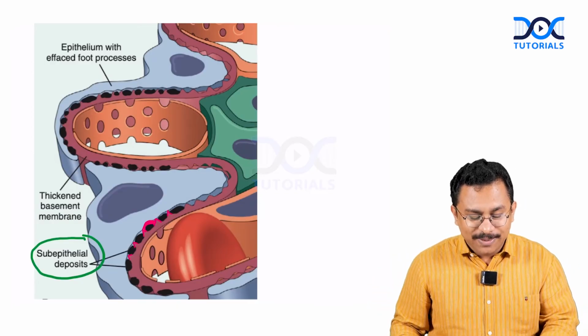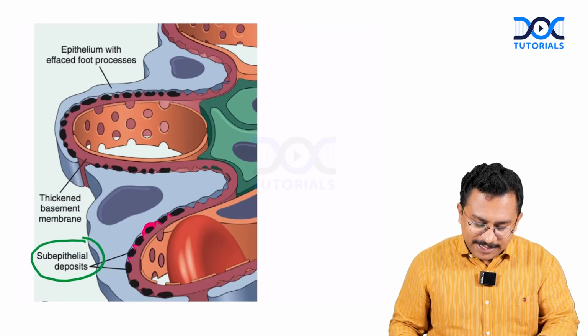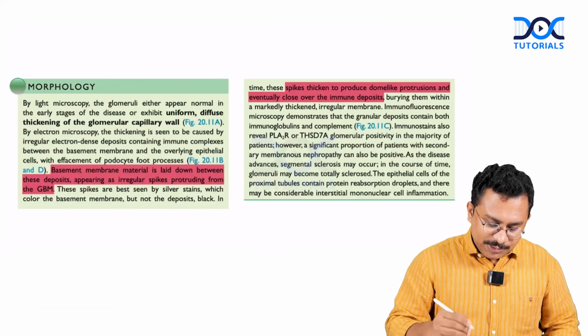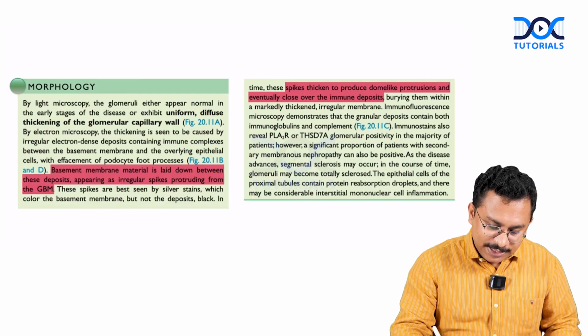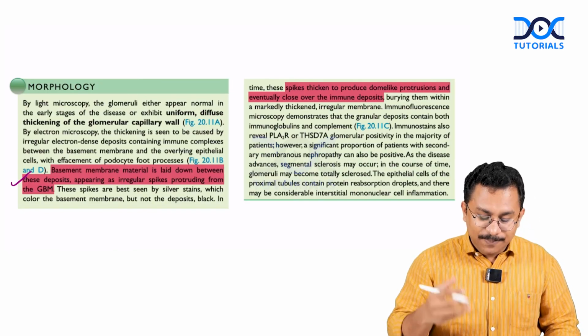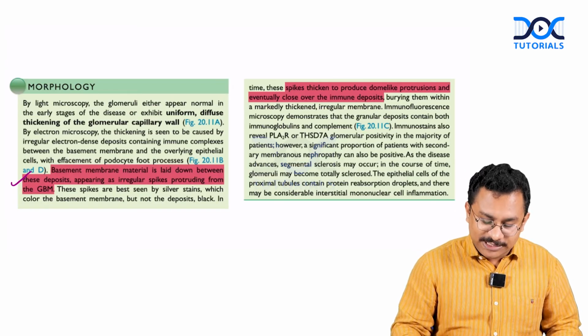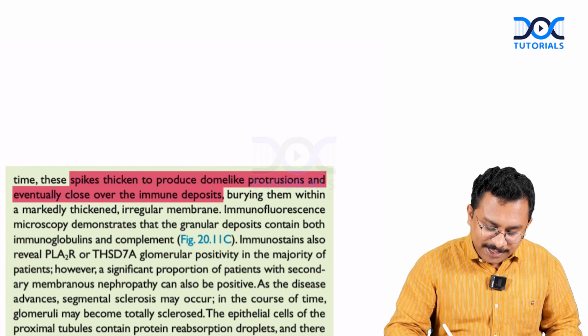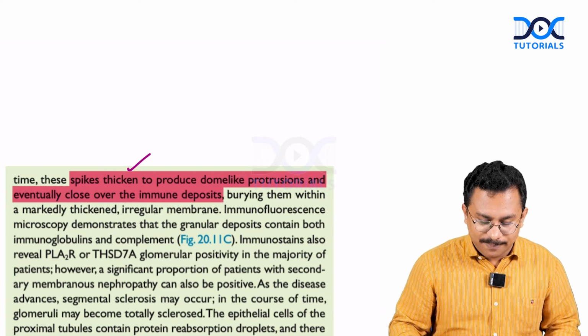So this appearance is known as the spike and dome pattern, and you can even see in Robbins this being mentioned. So this is the morphology in case of a membranous glomerulonephritis. The basement membrane material is laid down between the immune complex deposits, appearing as irregular spikes protruding from the basement membrane, and the spikes can thicken to form dome-like protrusions which will eventually close the immune deposits.